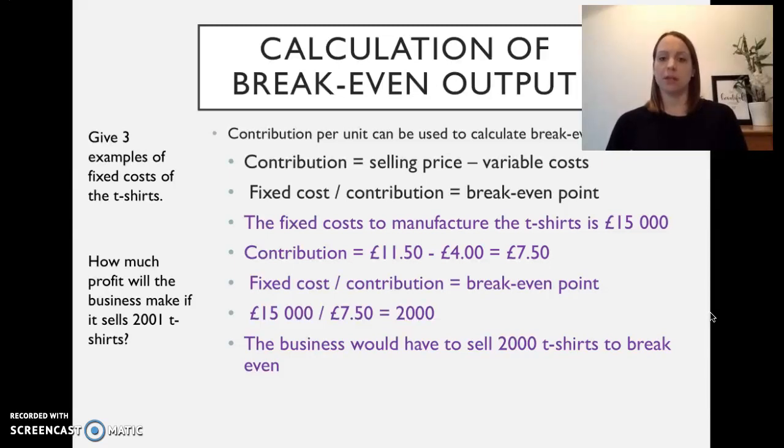So the fixed costs to manufacture the t-shirts are £15,000 in this crude example. Your contribution, we've just calculated, is your selling price of £11.50 minus your variable costs, your cost of production of £4, which gives you your contribution of £7.50. You can see where I say your big number divided by your little number here will give you your break-even point. So your fixed costs divided by your contribution will give you your break-even point. Your £15,000 divided by your £7.50, your contribution per unit, will tell you that for this business to break even, you will have to produce 2,000 t-shirts.